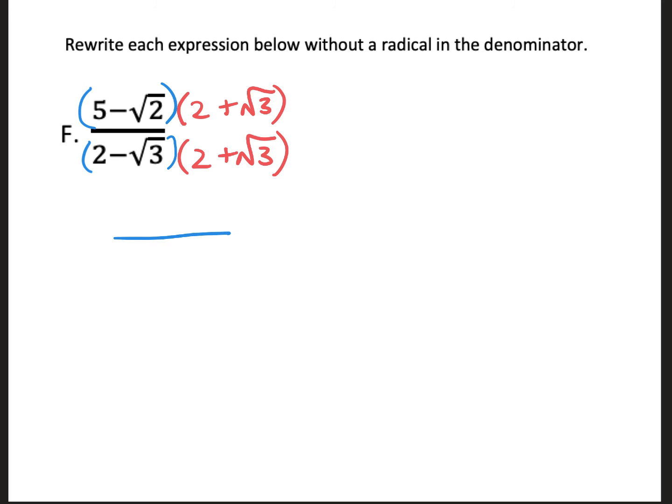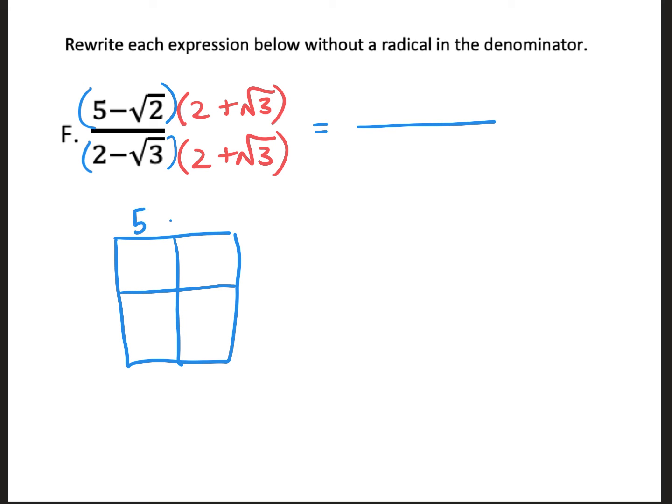I'm going to do it in blue for the top. For the top of our fraction, we're doing 5 minus root 2 times 2 plus root 3. Again, in my first box, we have 2 times 5, which gives me 10. 2 times negative root 2, which is negative 2 root 2. 5 times root 3, so 5 root 3. And then my last one, negative square root of 2 times the square root of 3. Again, you can multiply your numbers underneath. That'll give you the square root of 6.